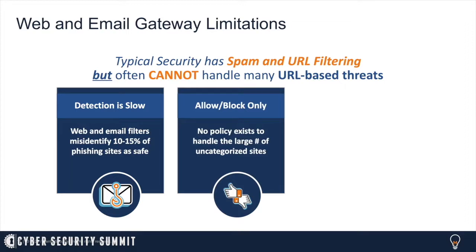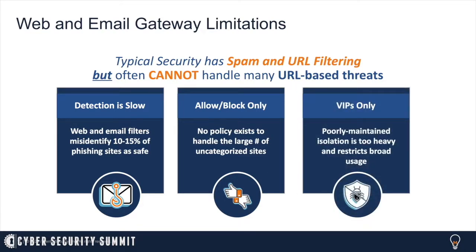And as we know, roughly around 5,000 to 8,000 new phishing sites are created every single day, and there's simply no way possible for IT teams to be able to meet that demand. Basically, the network can't determine the good versus the bad quickly enough. And if they do have isolation, poor implementation generally restricts its use case to just VIPs.